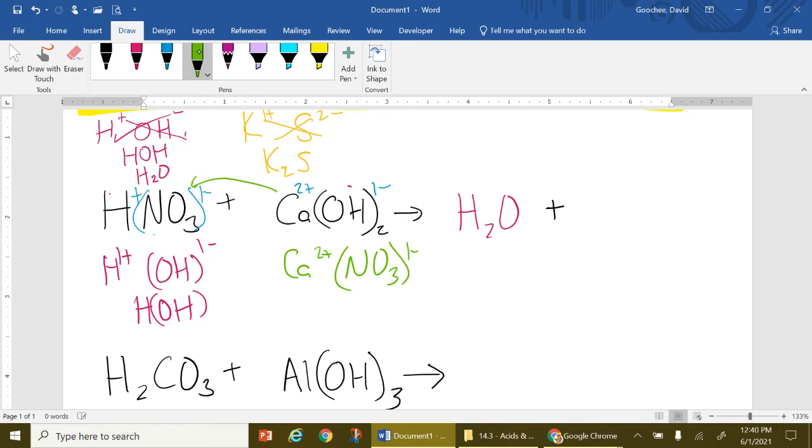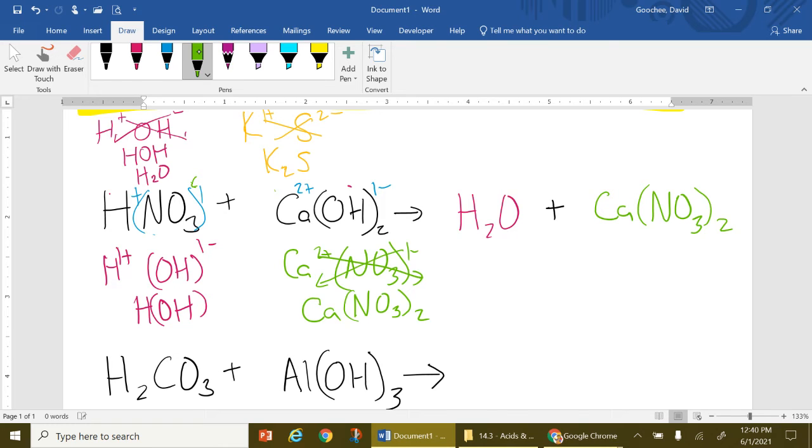Now remember, nitrate is NO3. That is a single nitrate, okay? So in order to crisscross, we are going to have 1 calcium and 2 nitrates. Remember what this looks like. 1 calcium is Ca, and 2 nitrates is NO3 in parentheses, 2. All right, so the formula for calcium nitrate is 1 calcium, 2 nitrates. A little room here for balancing.